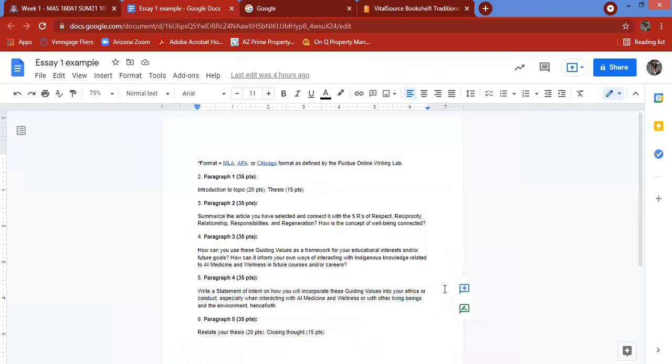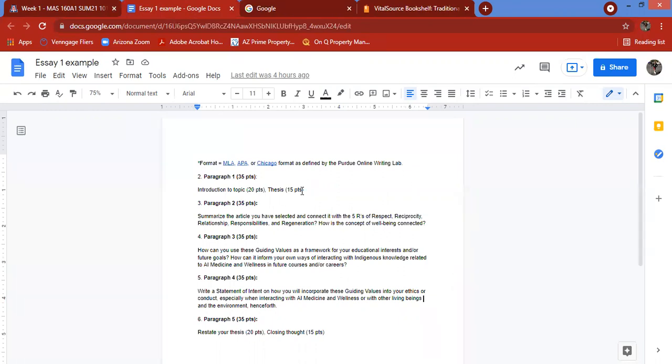If you've never worked with outlines, I highly suggest that you do work with outlines. It just makes the writing process a lot easier. You know what is going to be the beginning, middle, and end of your story. It's just kind of like a map for you when you write papers.